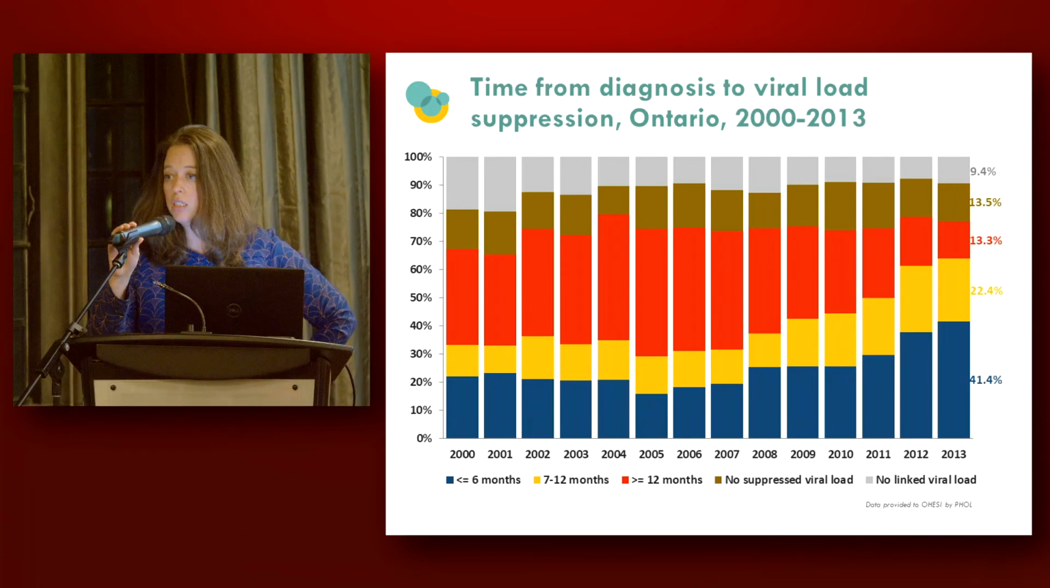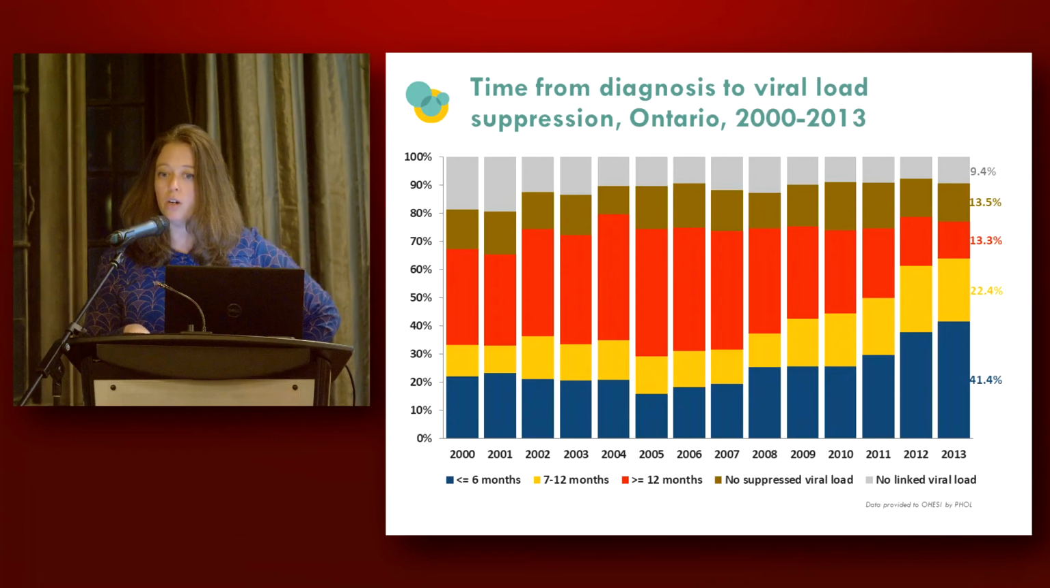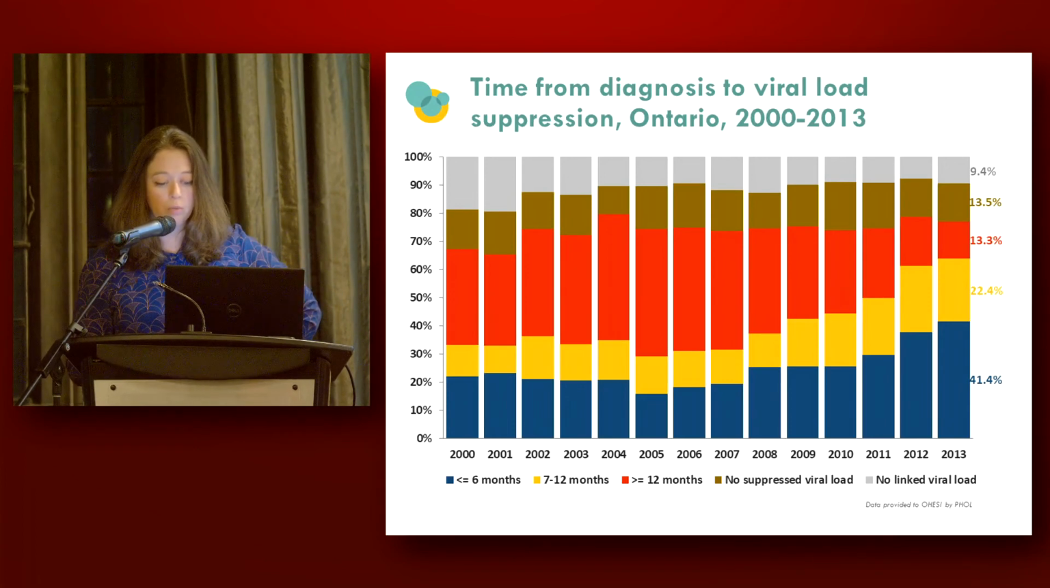But the question is, can't we do better than that? It's time for us to start developing stricter metrics so that we can try to adhere. Can we get people virally suppressed in 3 months, for instance, or try to get a greater percentage of people virally suppressed within a year?